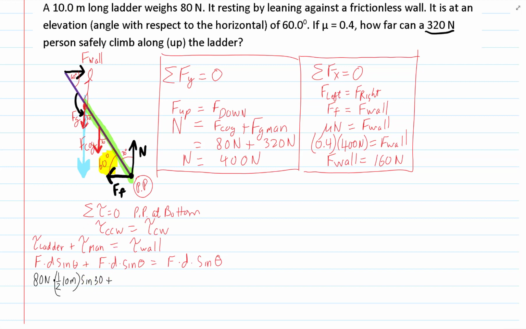I'm going to change color now to do the guy. The guy is 320 newtons. And we have to multiply it by the distance, and we don't know that distance. That's why it's going to be an x. That's what we're trying to find out. And we have to multiply that by the sine of 30. And I'm going to go to the other side of the equals sign, and that's the force of the wall, which we have. The force of the wall is 160 newtons, times the distance, which is the full length of the ladder, 10 meters, times the sine of 60.